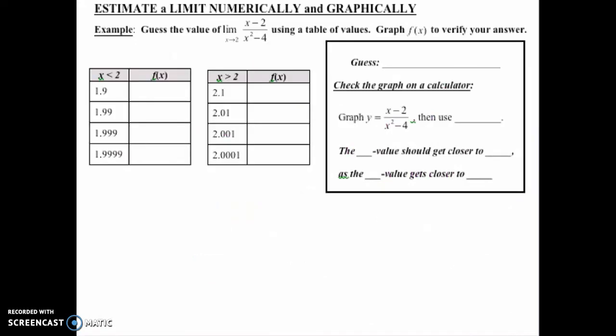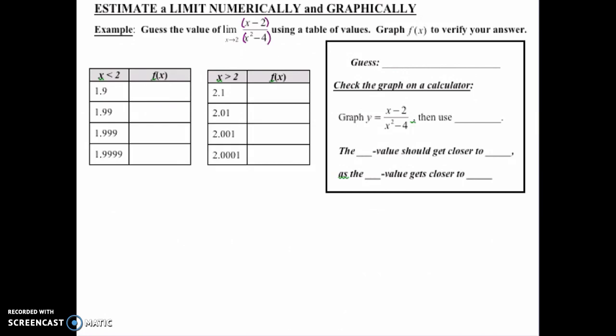For our next example, we want to guess the limit as x approaches 2 of the following function, x minus 2 over x squared minus 4. Now, however you're going to find these values, you have to make sure that when you're doing something with the calculator that you're using parentheses around your numerator and your denominator so you get correct values.